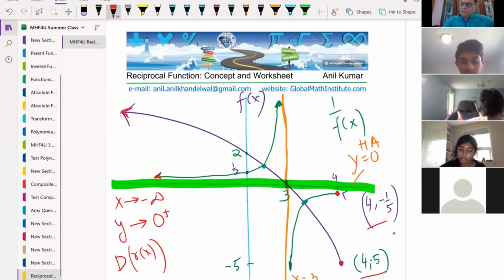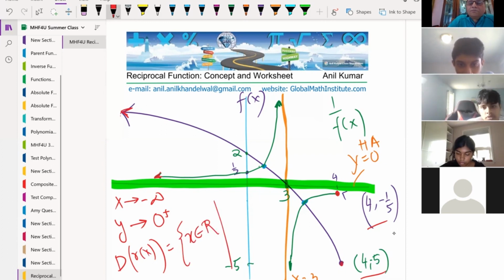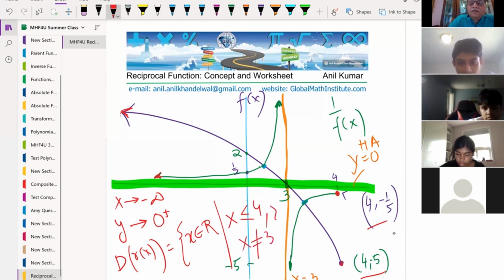Okay. So we don't have the equation, but we can think what it is. What is the domain of this function? Can you tell me the domain of this function? x belongs to real numbers. What are the restrictions? One, x is less than or equal to 4, correct? And x is not equal to 3. Do you see that? You have to add both the restrictions. On this left side of 4, however, it cannot be 3 because that is your vertical asymptote.